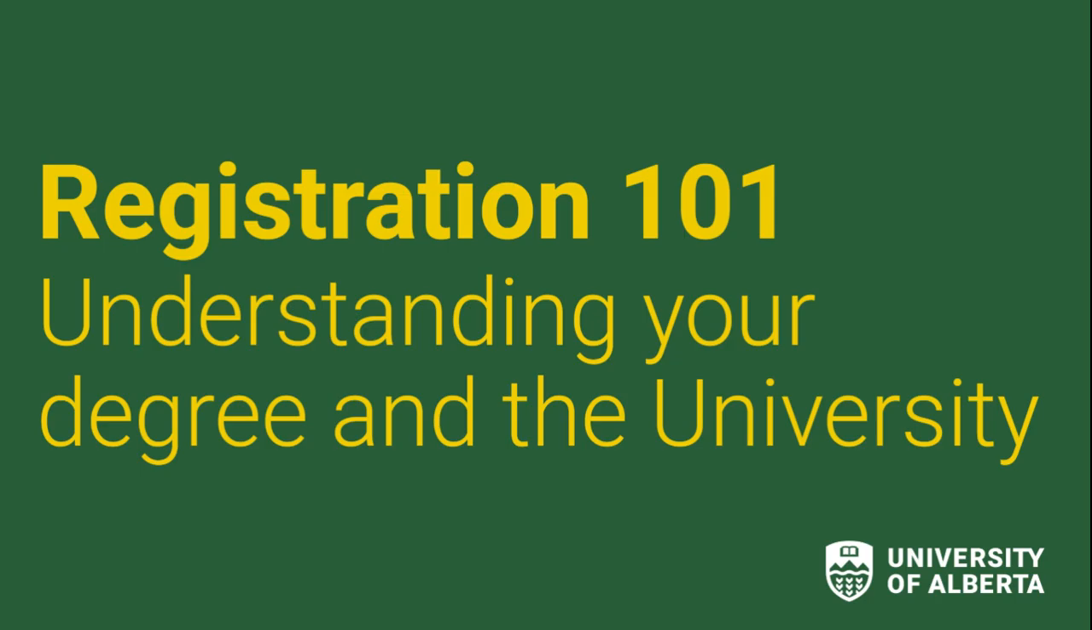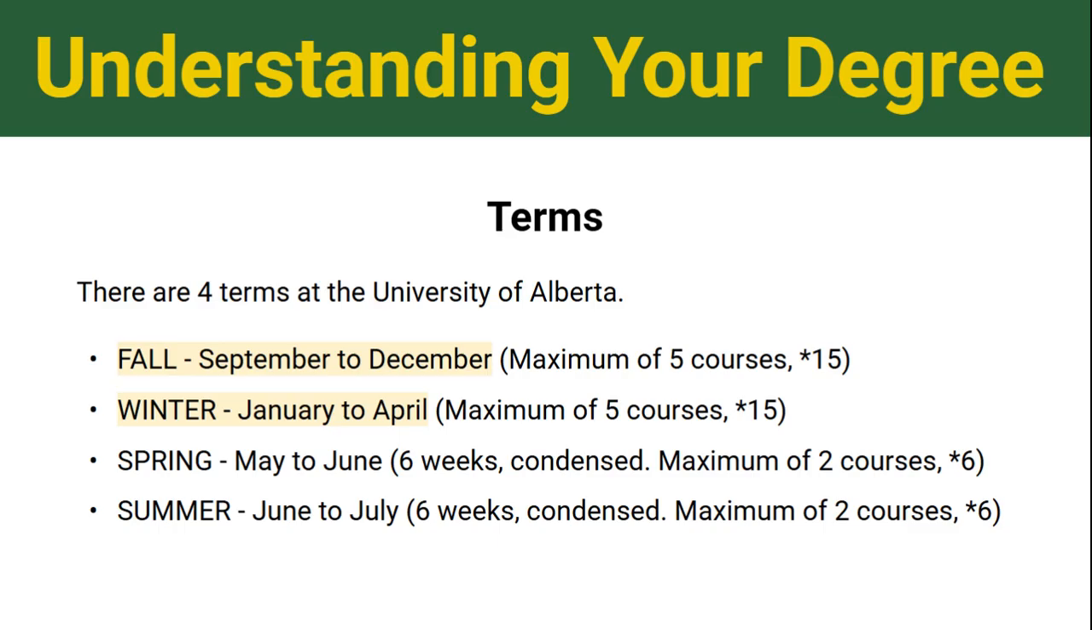Now let's talk about understanding your degree and the university. It is different than high school. There are typically 4 terms at the University of Alberta. We have fall that runs from September to December. We have winter, January to April. And then we have spring and summer. For fall and winter, maximum of 5 courses per semester, but you can take 3 or 4 if you'd like. Whereas spring and summer, you can only take 2 courses per semester in those terms.